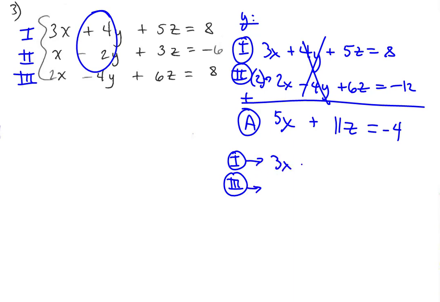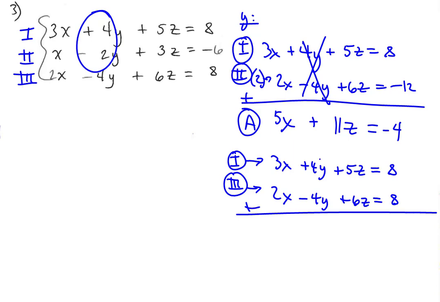So equation 1 was 3x plus 4y plus 5z equals 8, and equation 3 is 2x minus 4y plus 6z equals 8, and if I add down, the y's cancel as expected, leaving us with 5x plus 11z equals 16. And again, we'll call that equation B, just keeping with our naming convention here.